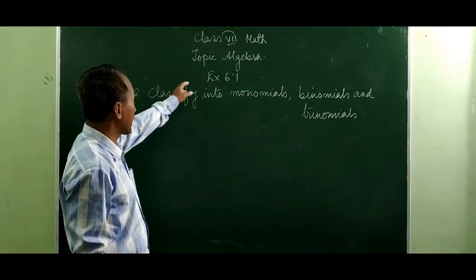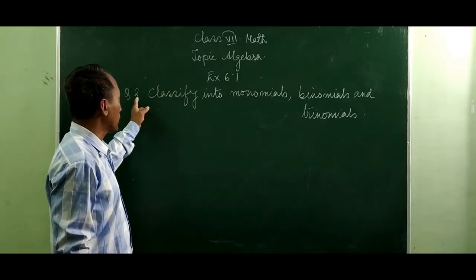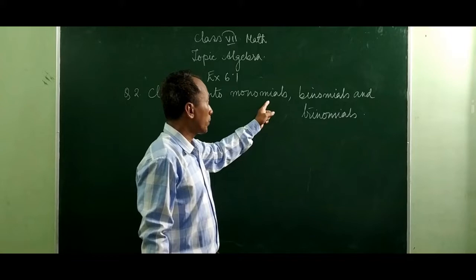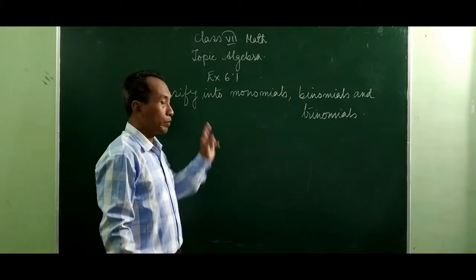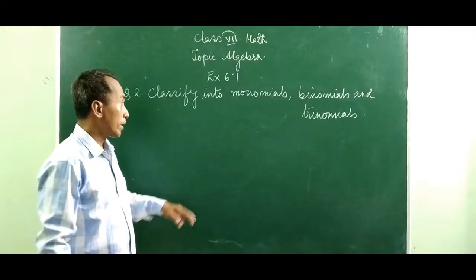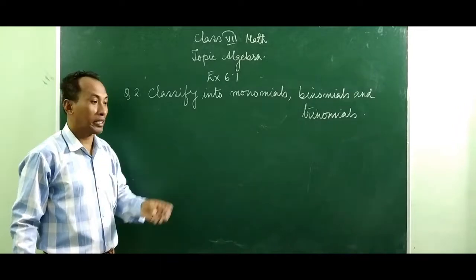Okay, here exercise 6.1 for you. Number 1, we try it. Number 2, we are going to classify into monomials, binomials, and trinomials. So, what is monomial? Monomial means having one term. Binomial means having two terms. Trinomial means having three terms.